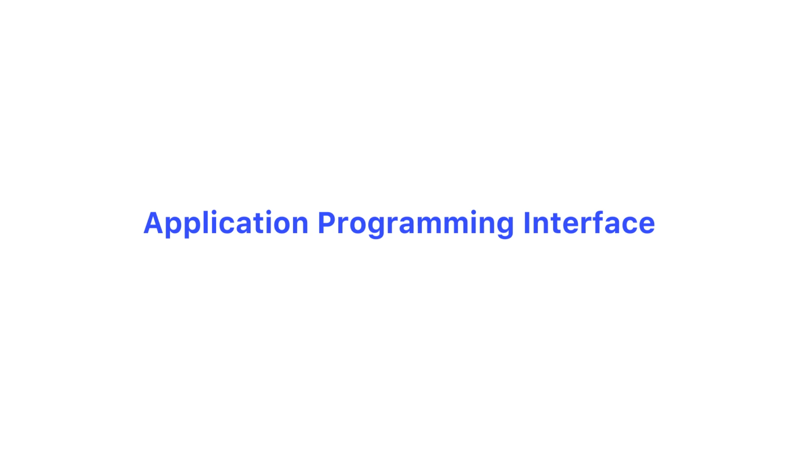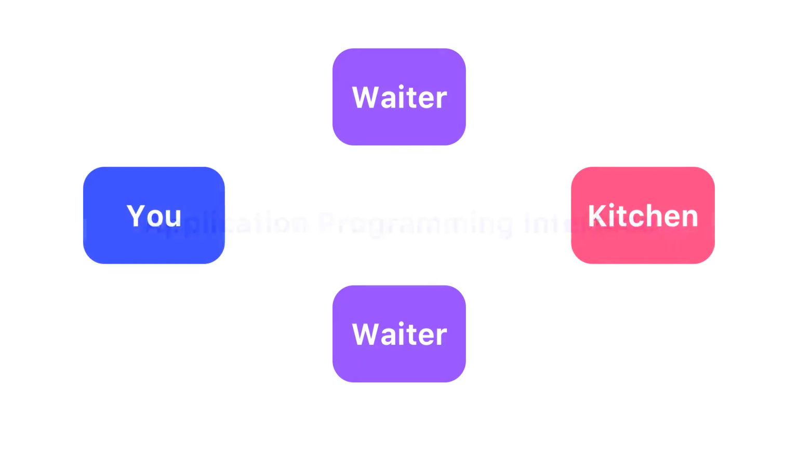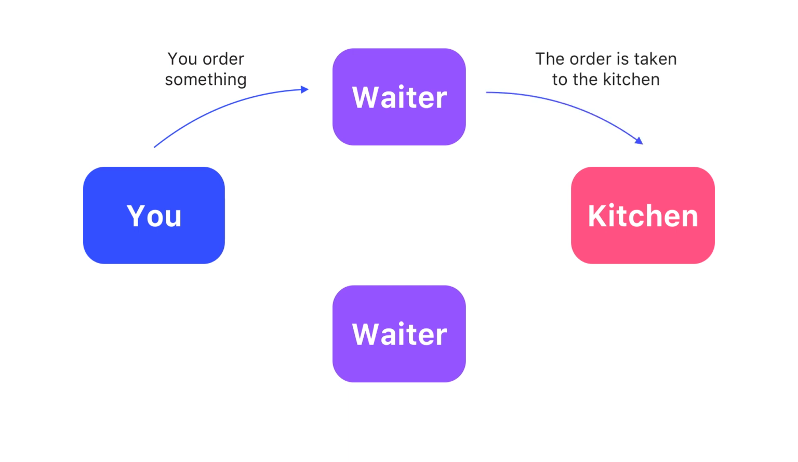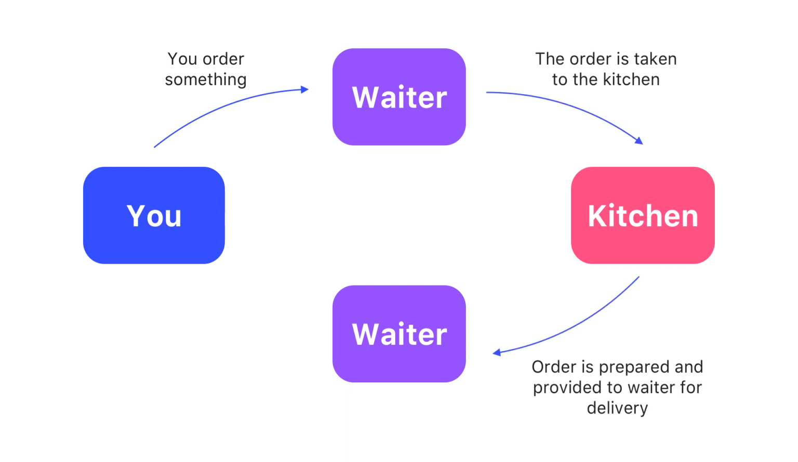Suppose that you are in a restaurant and you want to order something to eat. When you order, your order should be transferred to the kitchen, right? So the person who transfers your order to the kitchen is called an API or a waiter in a restaurant. So an API is basically a messenger that is going to send a request to the server and then takes the response to you as well.